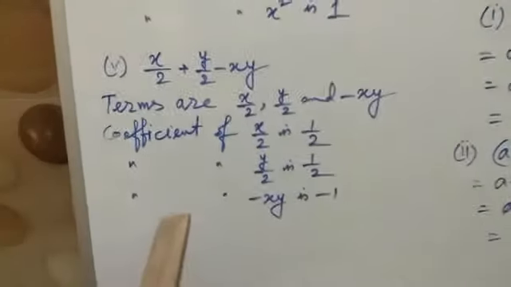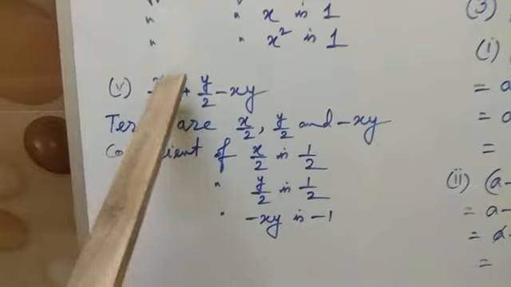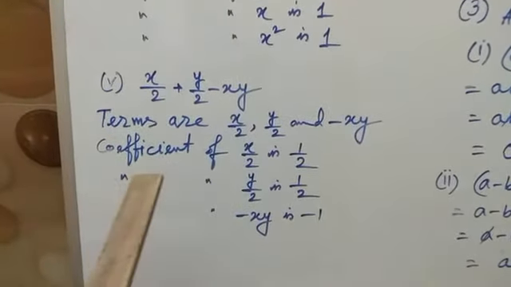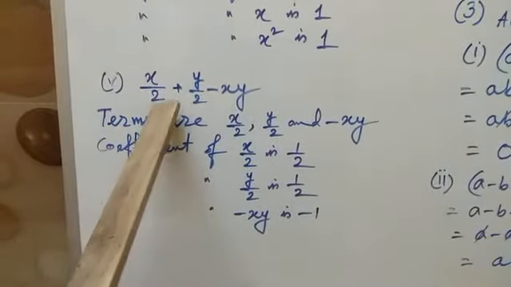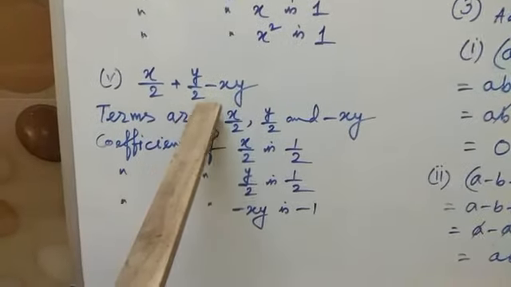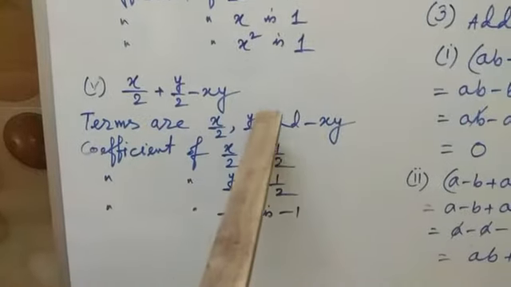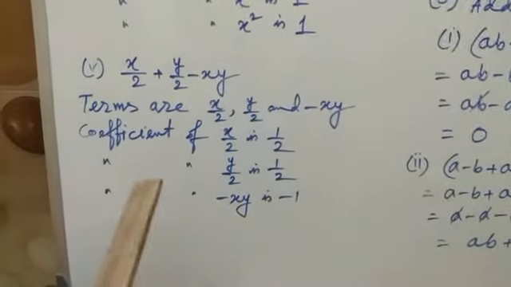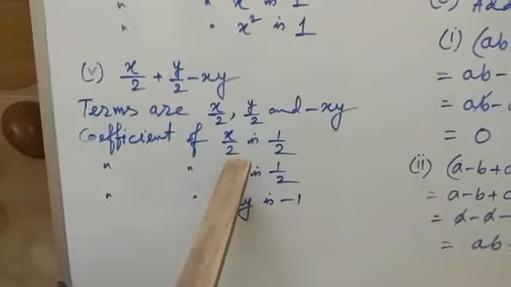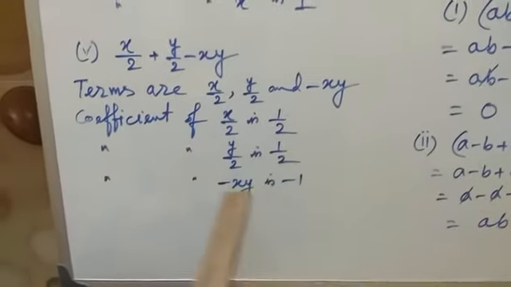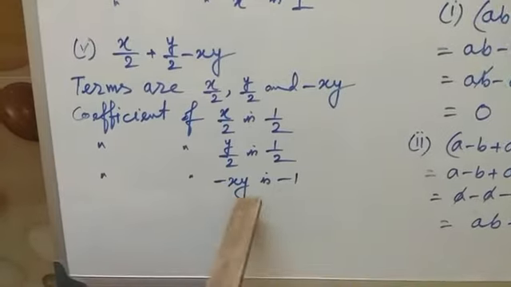One more, x by 2 plus y by 2 minus xy. It is an algebraic expression. The terms are x by 2, one term, y by 2, another term, and minus xy. So the three terms are x by 2, y by 2 and minus xy. The coefficient of x by 2 is 1 by 2. The coefficient of y by 2 is 1 by 2. And the coefficient of minus xy is minus 1.